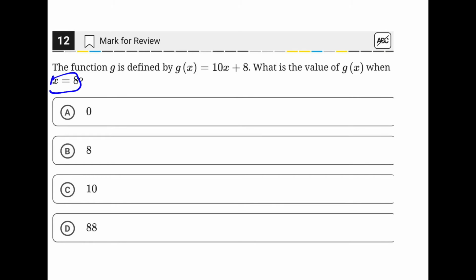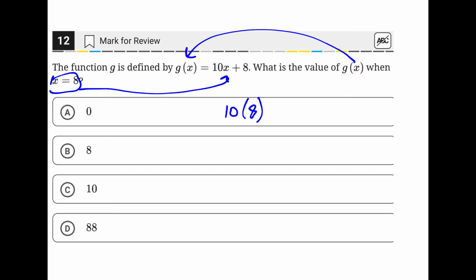They tell you that x is the input, and they want to know what is y when that is true. So if you understand function notation, all we are doing is 10 times 8 plus 8, or 80 plus 8, which is 88.